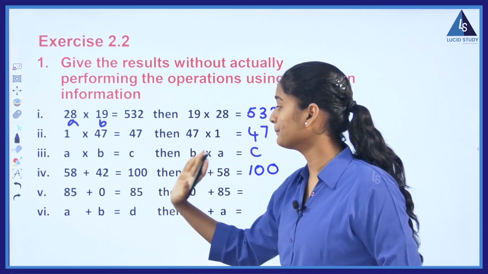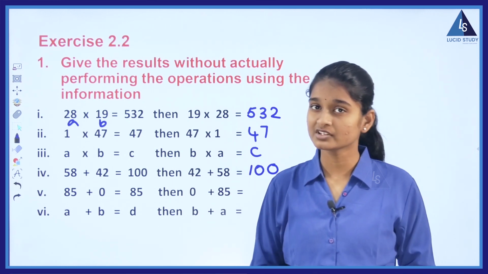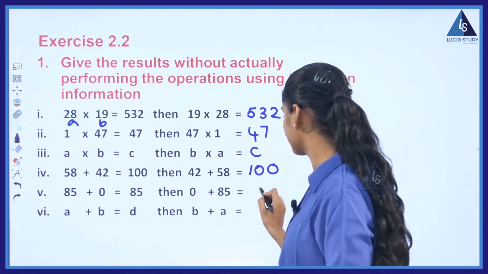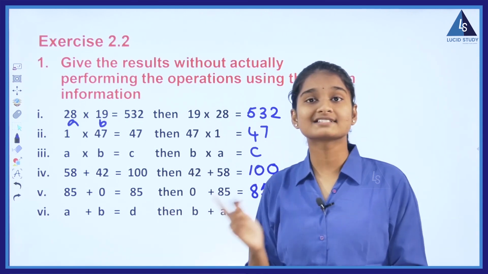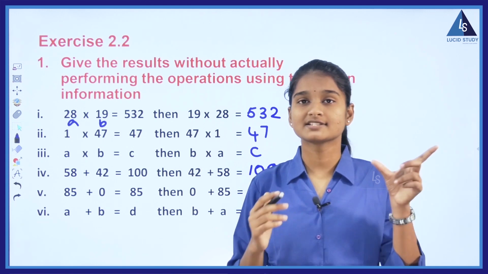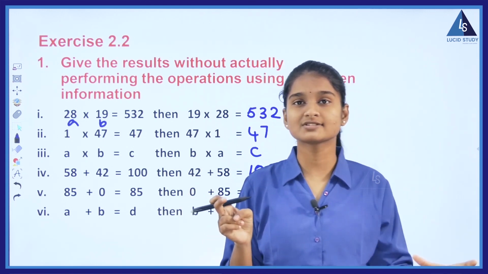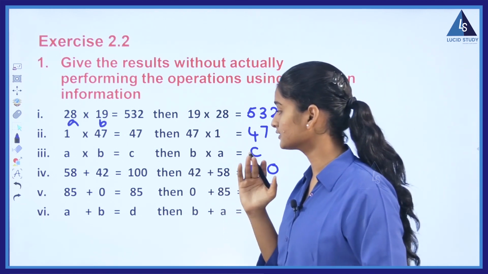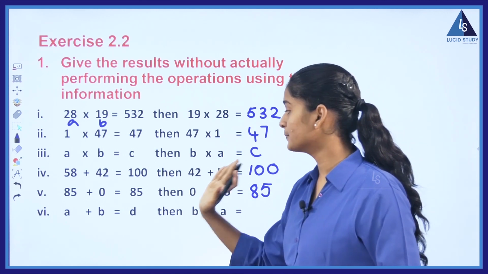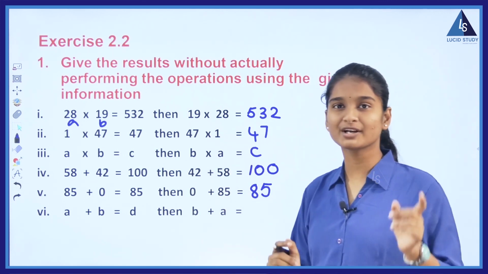Now 85 plus 0 is equal to 85. Then 0 plus 85 is also 85. This is called additive identity. When 0 is added to any number or if any number is added to 0, the sum is the same number. Now let us go through the next one. A plus B is equal to D. Then B plus A is also equal to D.